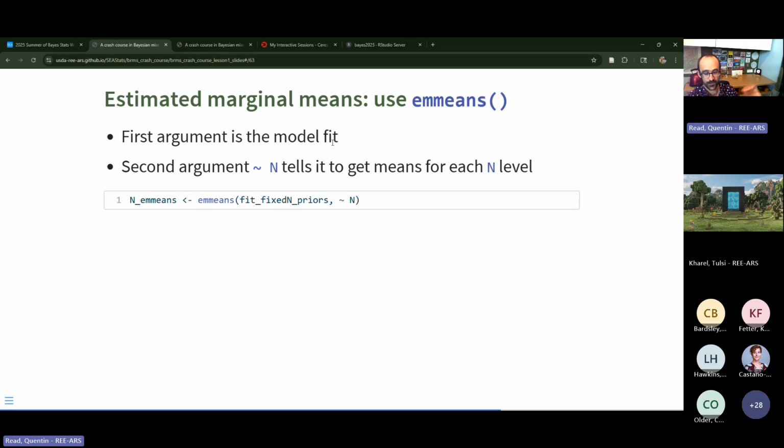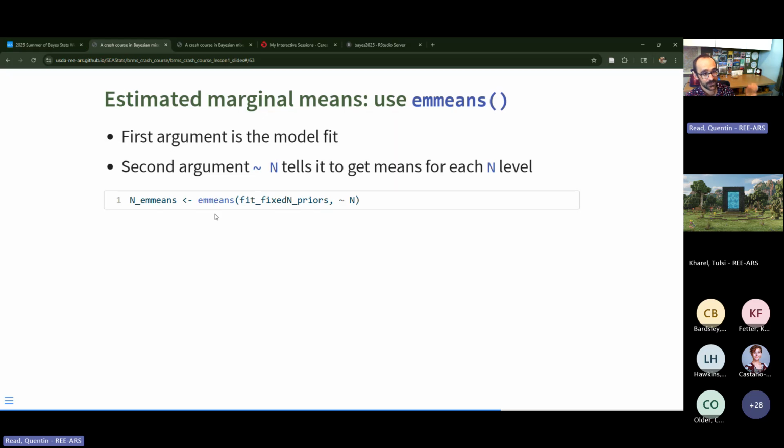And emmeans works for non-Bayesian models as well, but it has methods. So you may have seen it even if you don't do Bayesian stuff. If you're analyzing data in R, you may have seen this package before. But it has methods for brms models, which is very handy.